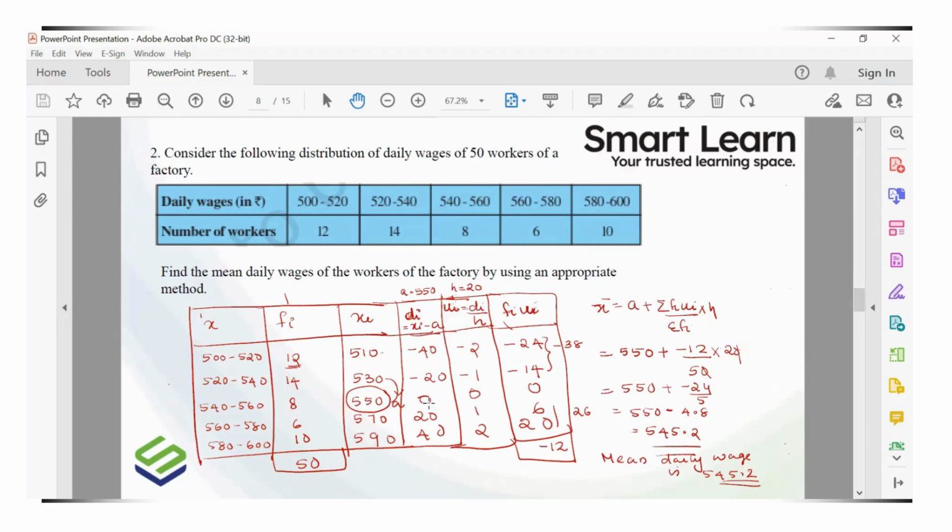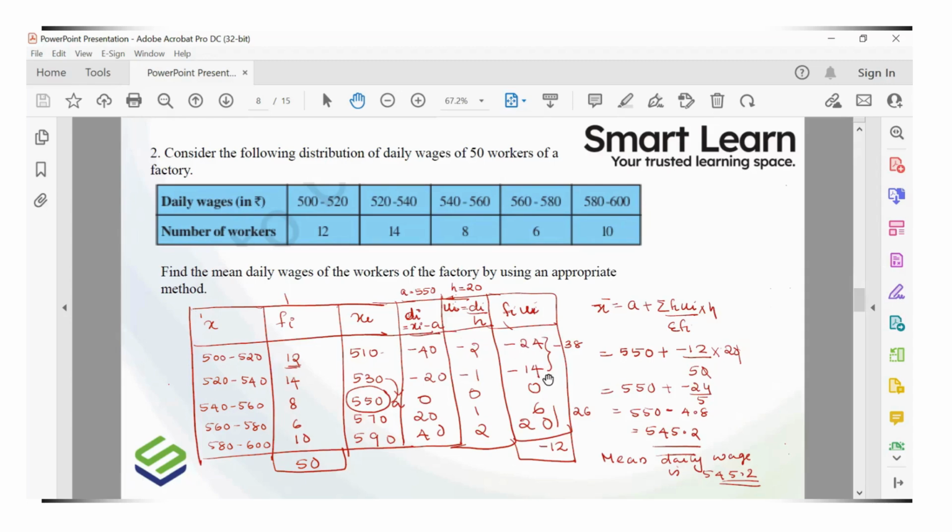Or if the above the 0 is minus na, that same will come, and the denominator as negative, positive. ui is di by h. So here the h is 20, so minus 40 by 20 is minus 2, minus 1, 0, 1, 2. Then fi ui: 12 into minus 2 is minus 24, 14 into minus 1 is minus 14, 6 into 1 is 6, 10 into 2 is 20.